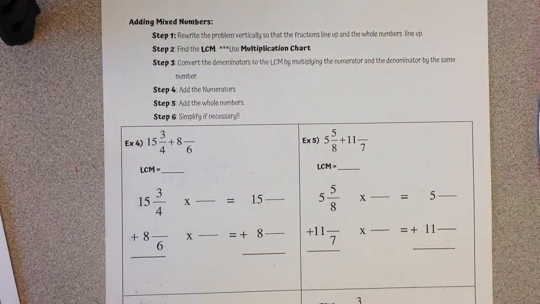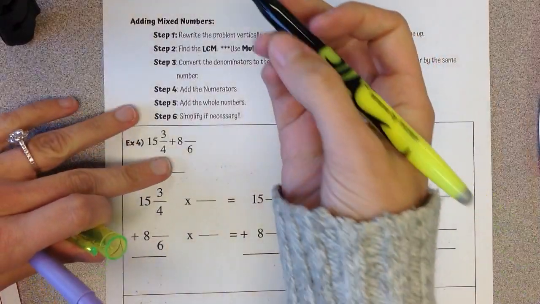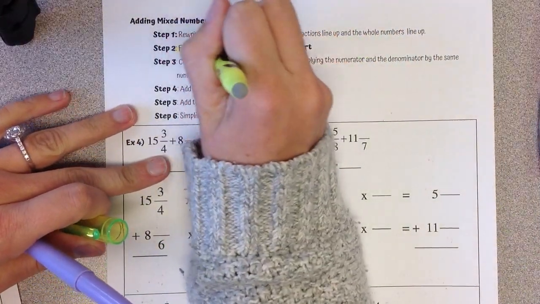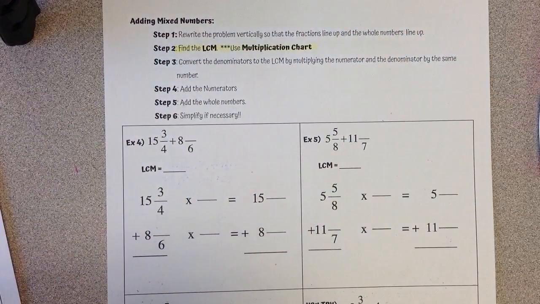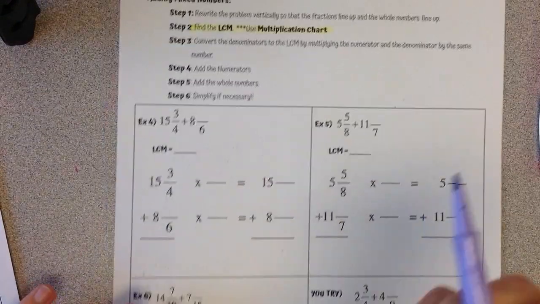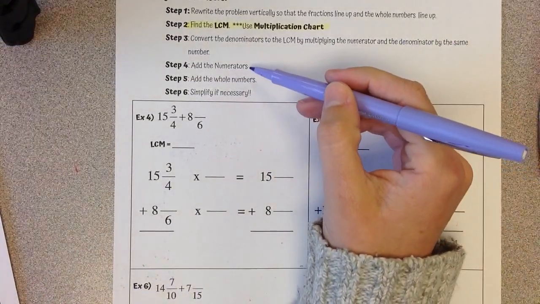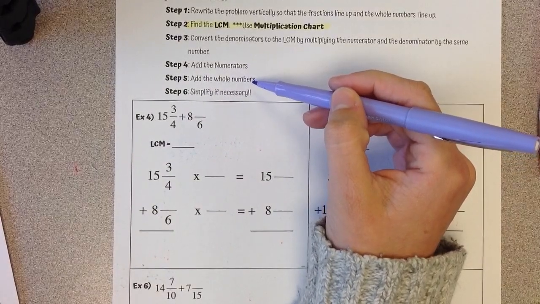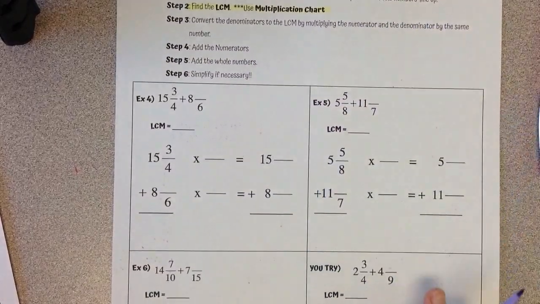So it's the same exact steps. We're still going to rewrite it vertically. We're still going to find the least common multiple using our multiplication chart. We're going to convert those denominators. But then after we add the numerators, we're also adding the whole numbers. That's the only difference there.